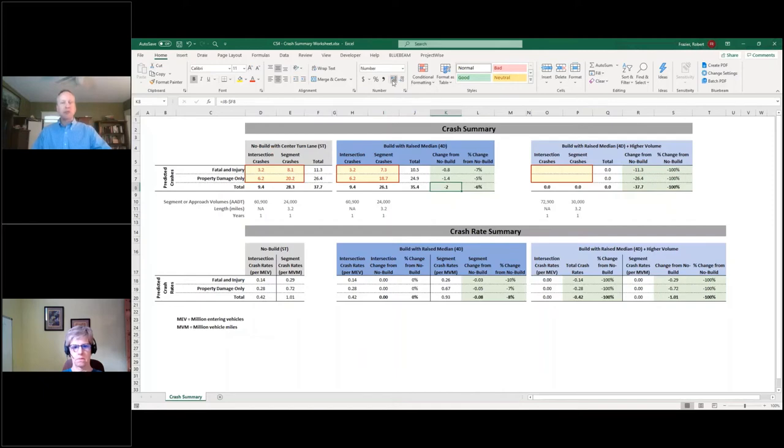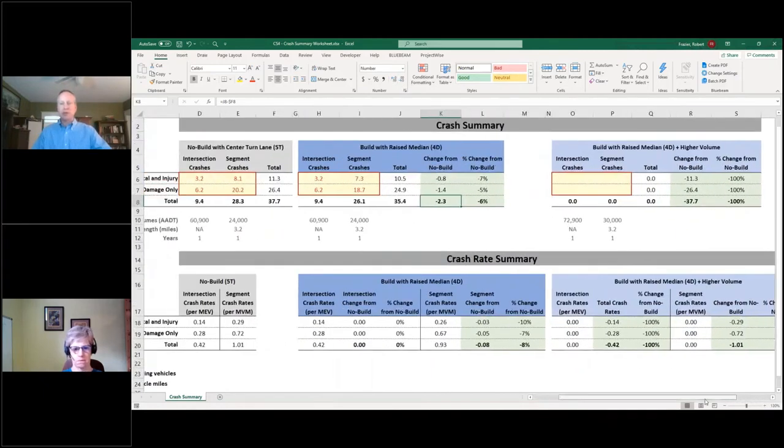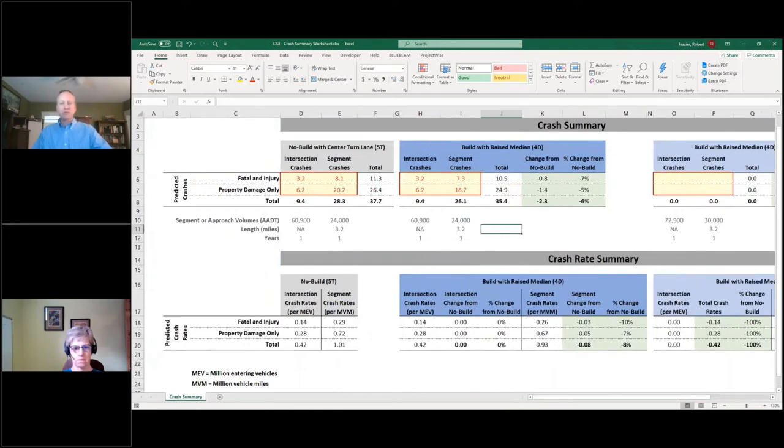Could you zoom in a little bit? Absolutely. On the sheet, and maybe if you could just really quickly highlight again where you grab these numbers on the worksheets.